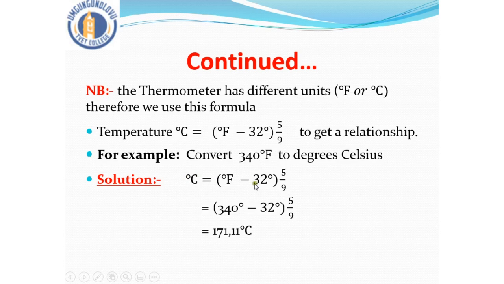You substitute for degrees Fahrenheit, which is 340 minus 32, divided by 9, times 5. Therefore, that is your answer, 171 degrees, 171.11 degrees.